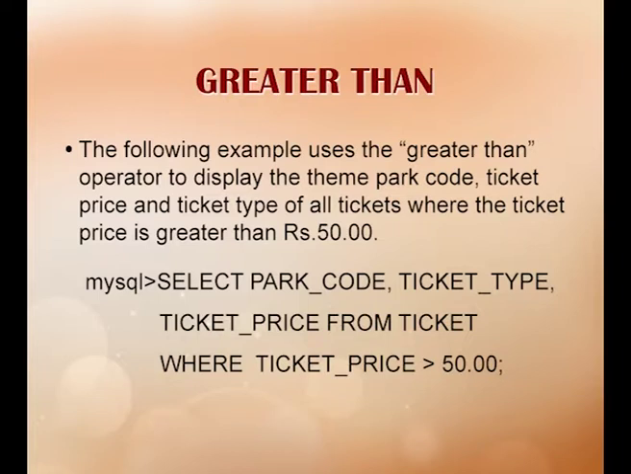Here I have given one simple SQL statement: SELECT park_code, ticket_type, ticket_price FROM ticket WHERE ticket_price > 50. This will display the park code, ticket type and ticket price of all the tickets where the ticket price is greater than 50 rupees. So, all the three fields will be displayed, and here we are using the operator greater than.